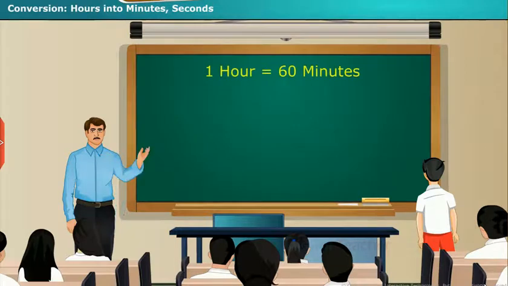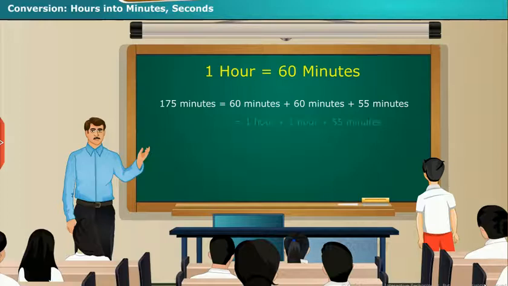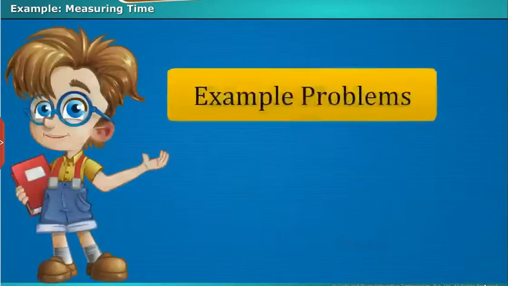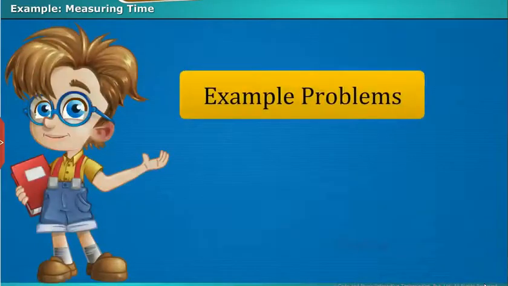In the same way, 1 hour is equal to 60 minutes. 175 minutes is equal to 60 minutes plus 60 minutes plus 55 minutes. That is equal to 2 hours 55 minutes. Let us solve some example problems on measuring time.